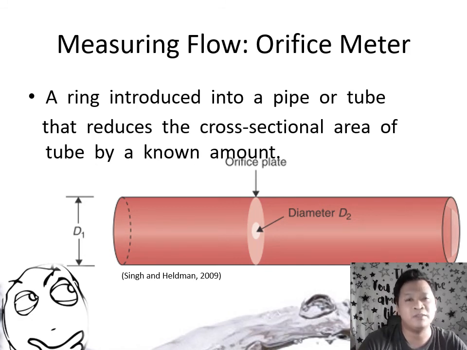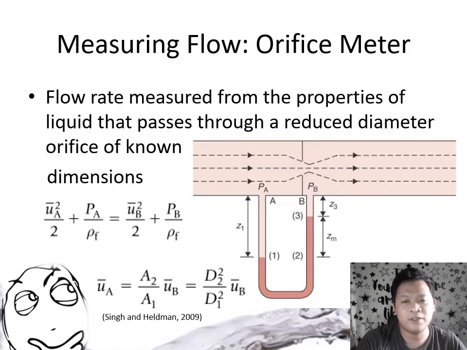Another type of measuring device is the orifice meter, which introduces a ring which constricts the diameter of the pipe by a certain amount. And of course, how it works is still, you measure the pressure at points A and B and correlate that to the velocity at points A and B. Okay, this is still based on equations such as the Bernoulli equation, in a way.